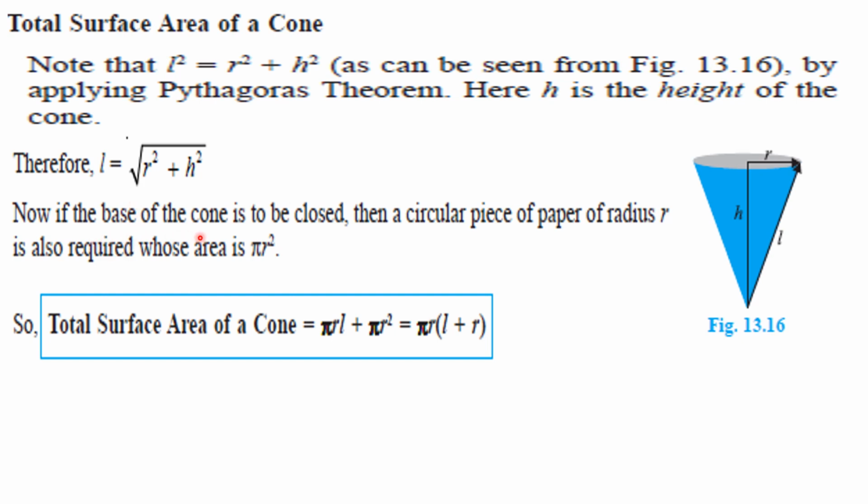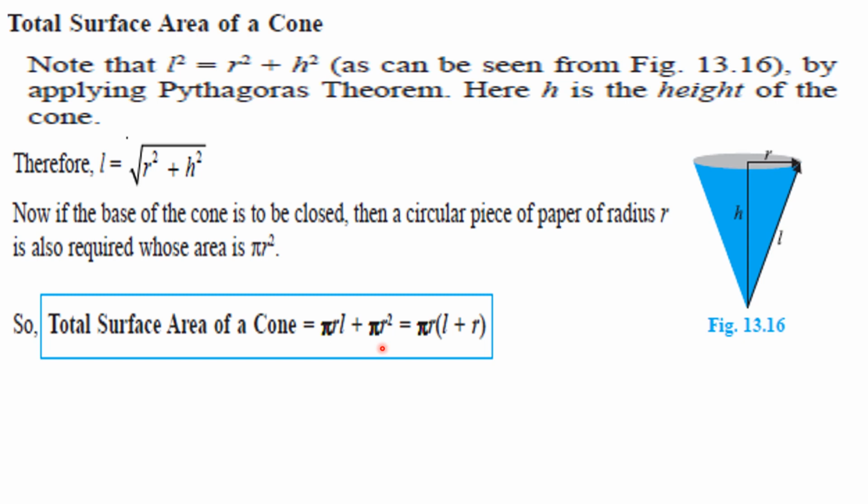Now, if the base of the cone is to be closed, then a circular piece of paper of radius R is also required, whose area is pi r square. If you want to find the total surface area of this cone, we have to add the area of this circular base. So curved surface area of the cone plus area of the base of the cone. Then we get total surface area of the cone is equal to pi rl, which is the curved surface area of the right circular cone, plus pi r square, which is the area of the base of the right circular cone.